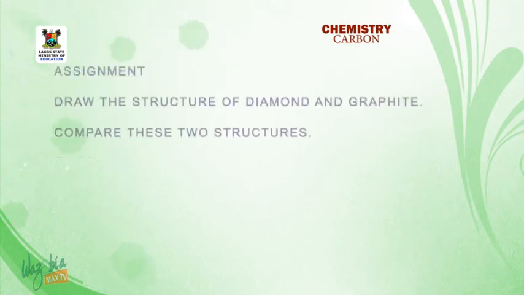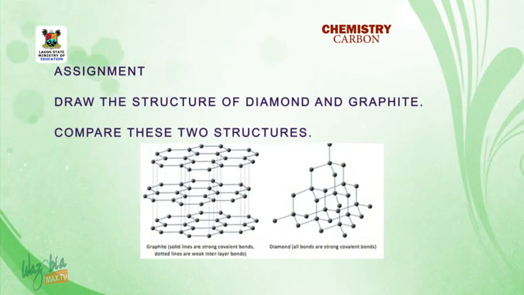Now, write down this assignment to be done immediately after the lesson. Draw the structure of diamond and graphite.